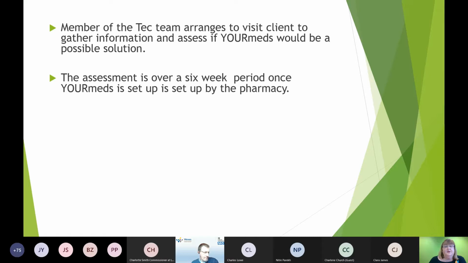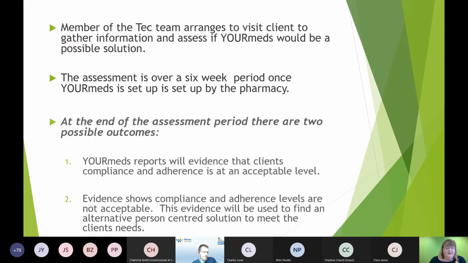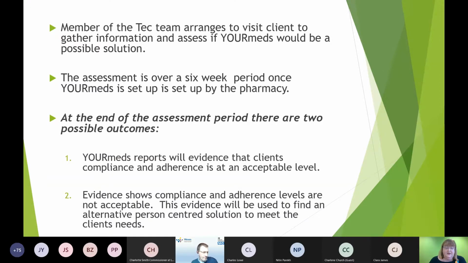The assessment takes place over a 6-week period once YOURmeds is set up by the pharmacy. This period of time gives the client time to get to know the system and for us to collect enough data from the portal to inform us about compliance.